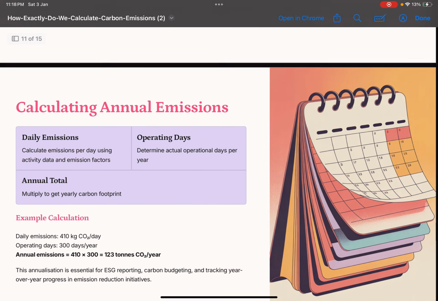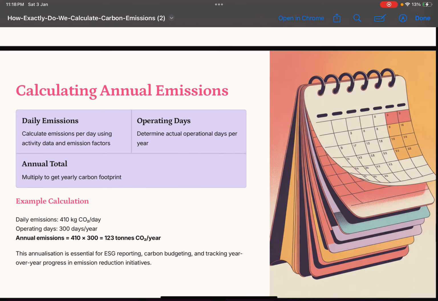So when you do carbon accounting, we need to record the daily emissions. And how do we record the daily emissions? By estimating the activity data and emission factor and multiplying the two. So we would be using the activity data like the diesel consumed per day, or the oil, coal or electricity consumed per day, multiplied by the corresponding emission factor. If you multiply those two, you will get the daily emissions.